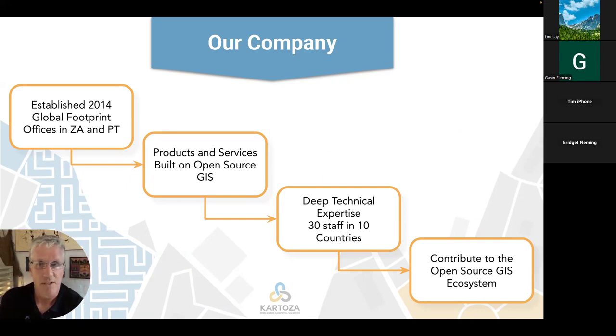We offer products and services built on open source GIS. So our niche is spatial and open source. That sets us apart from most other organizations. We've got really deep technical expertise in the company and lots of contractors and friends who we can work with for extra difficult problems. 30 staff in 10 countries at the moment, and that changes from time to time, but it's very diverse staff, and probably 25 of those are technical staff, geospatial and software development and DevOps.